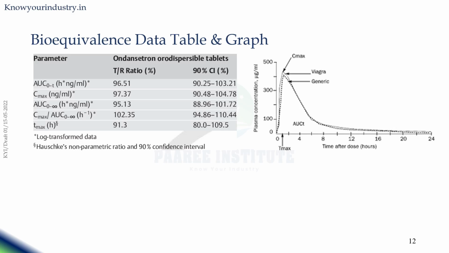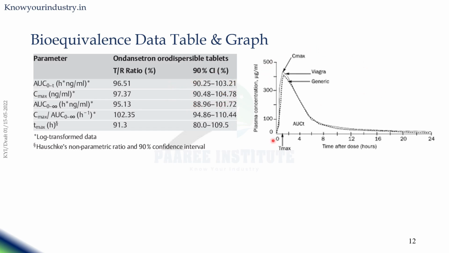Generally, for each and every parameter, mainly the primary pharmacokinetic parameters Cmax, AUC-t, and AUC infinity, the T by R ratio will be presented. How close the test and reference are to each other will be represented by the T by R ratio. And you can see the 90% confidence interval. So this is the bioequivalence result. It is passing the bioequivalence.